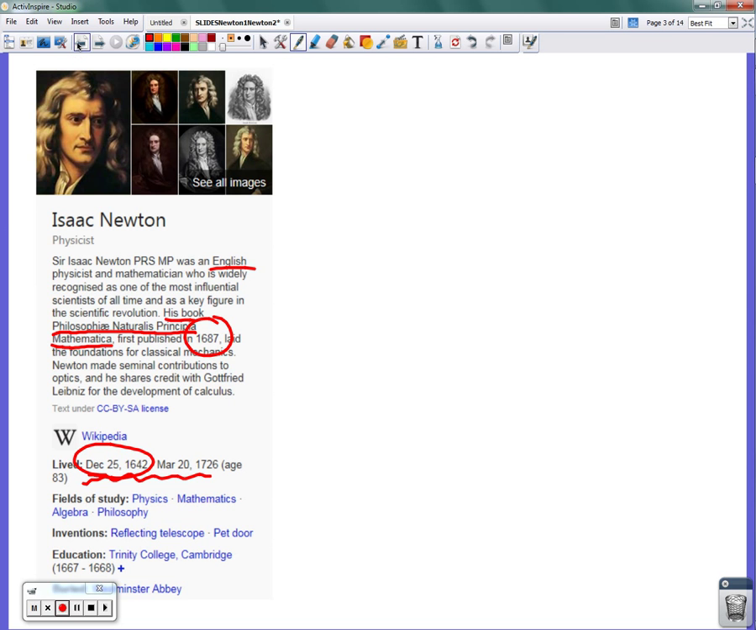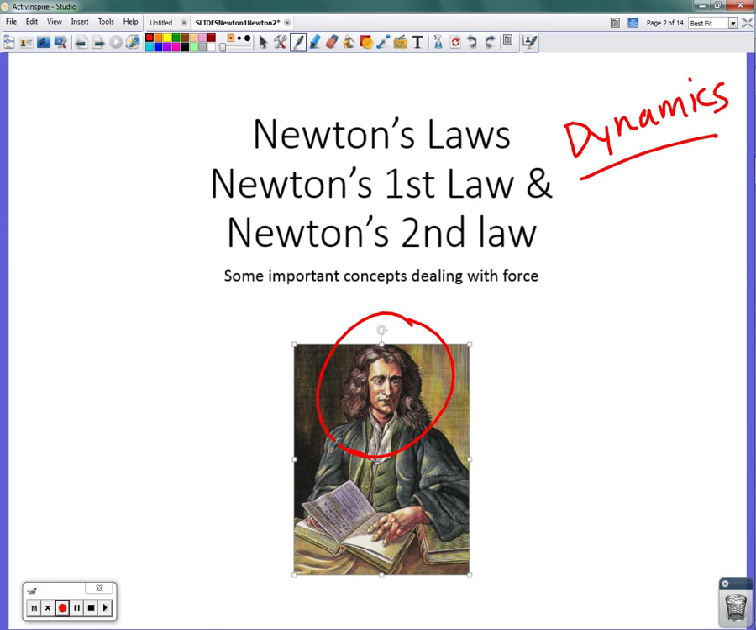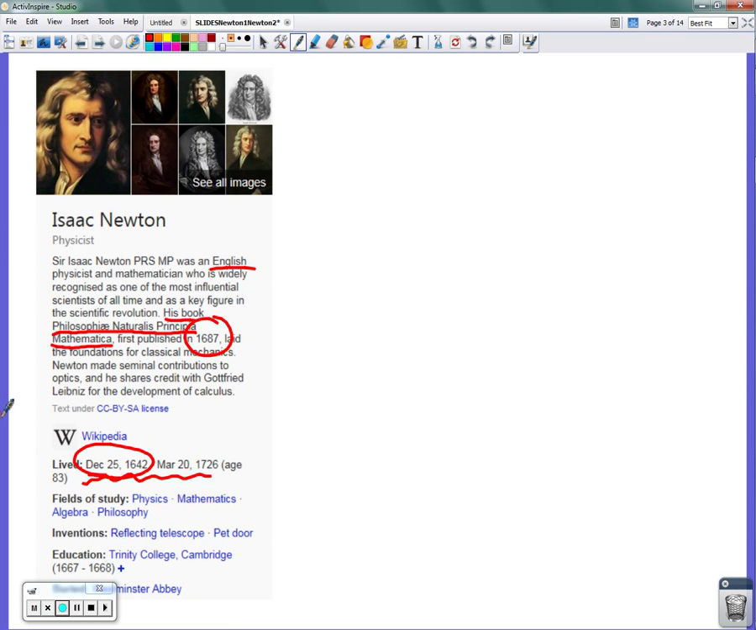In this picture, here he is, holding a copy of his book, The Principia, which was really a watershed moment in the development of ideas that govern the laws of motion in the universe. So, let's talk a little bit about how Newton got there.